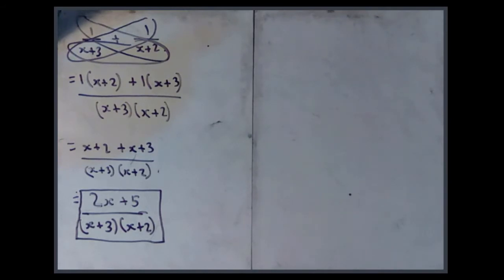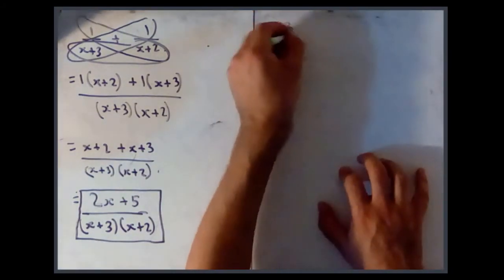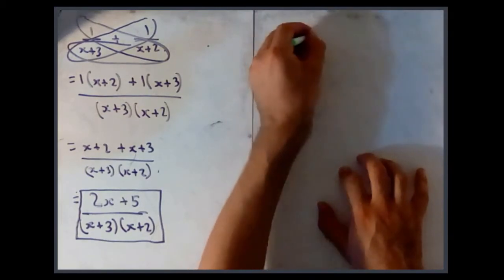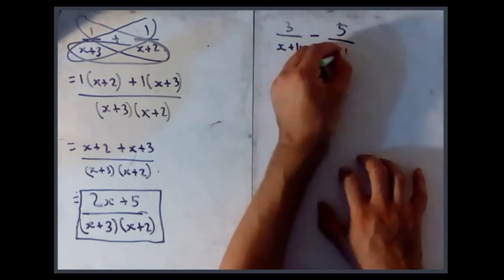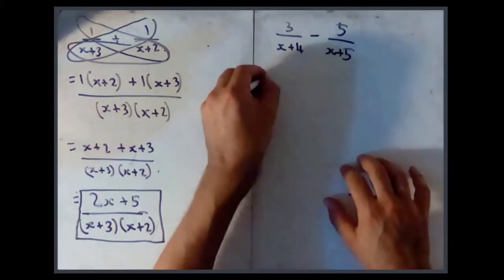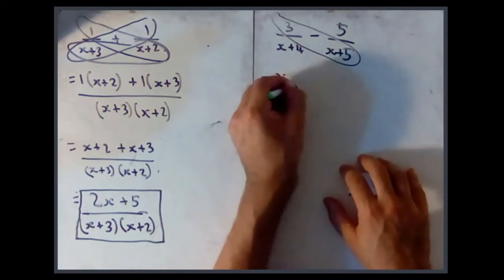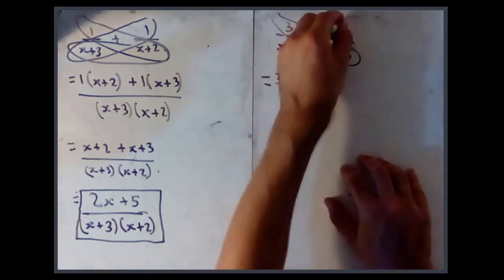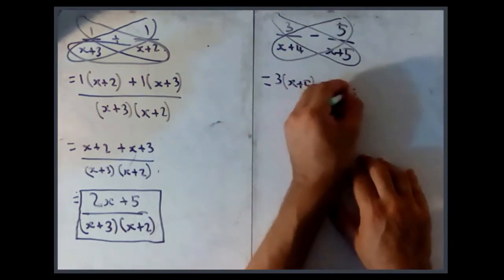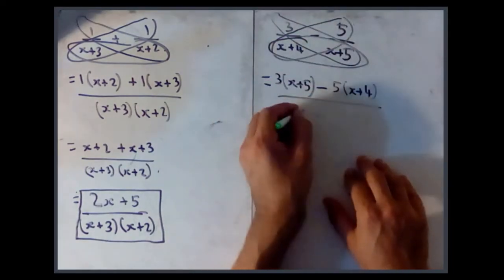Right, another example. We'll make sure we don't have ones at the top, and we're going to do a subtraction. So let's say 3 over x plus 4, minus 5 over x plus 5. Okay, so exactly the same approach. We're going to say this is 3 times x plus 5. So 3 bracket x plus 5 minus, because that's a minus sign, 5 times x plus 4, all over x plus 4, x plus 5.